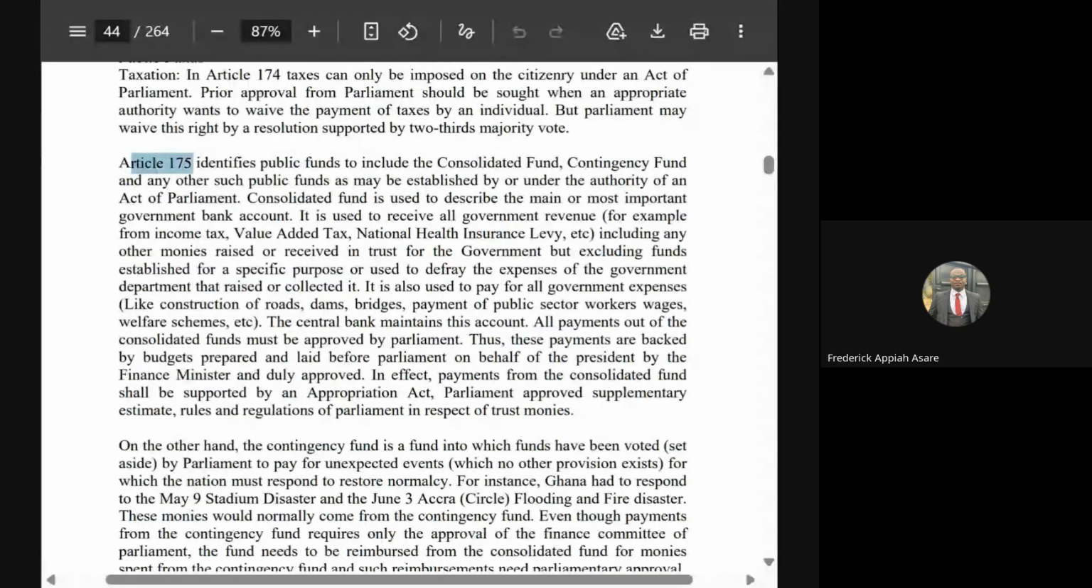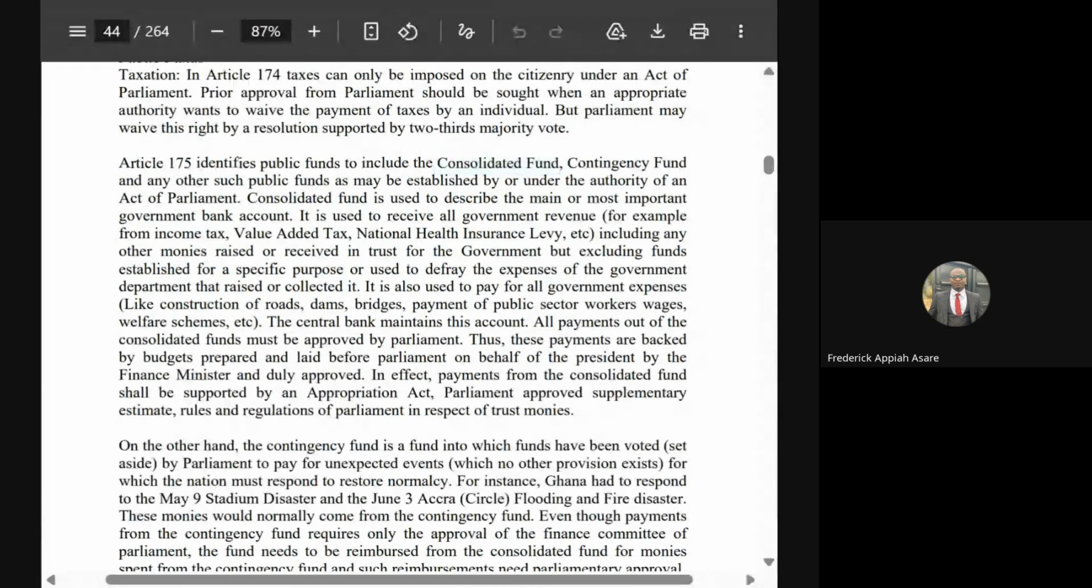When it comes to Article 175, it identifies the public funds. So when you come to Ghana, when you read Article 175, it will tell you the number of public funds that we have in Ghana. And when you go there, it gives us 3 main public funds. The first one is the Consolidated Fund, and this Consolidated Fund is a fund that all monies will go into, and all expenses are to come from it.